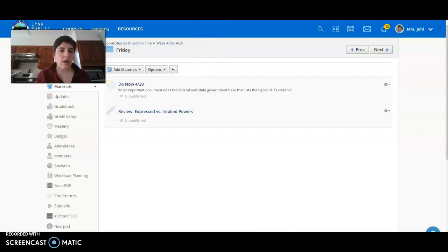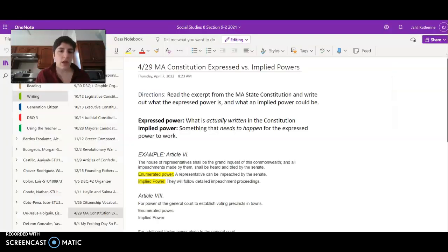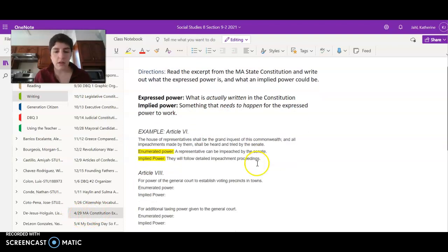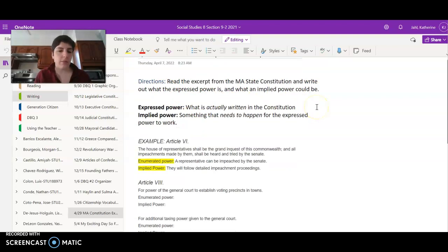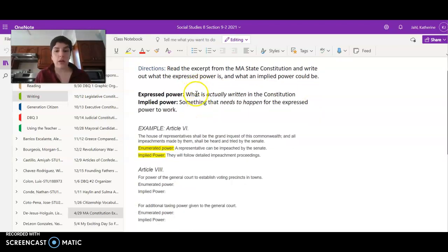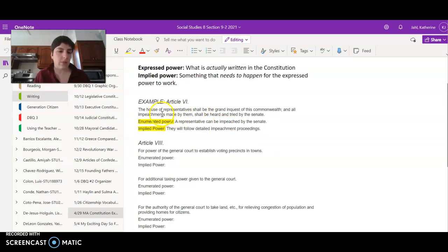When you are done with that, you are going to go to OneNote, and you are going to go to the writing tab and to 4-29. This assignment is what you guys are going to be working on. So what I did here is you're going to read the excerpt from the Massachusetts State Constitution and write out what the expressed power is and what an implied power could be. So an expressed power, very quickly, that is something that is actually written in the Constitution. An implied power is something that needs to happen for the expressed power to work. I gave you guys an example.